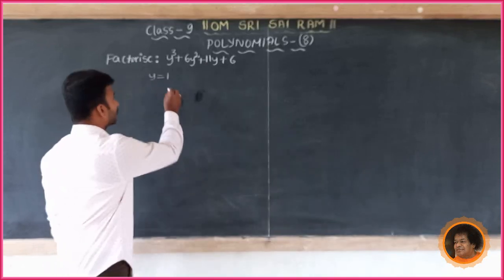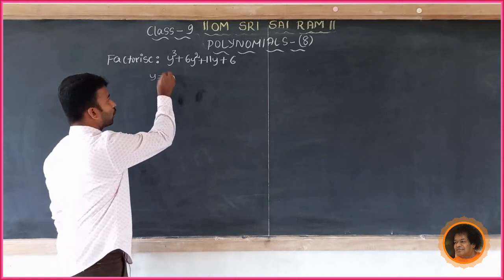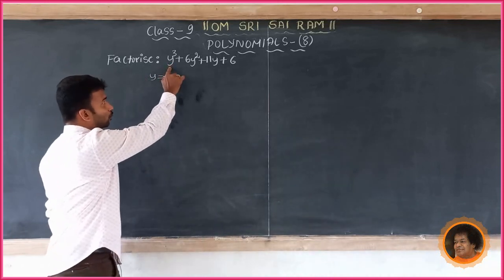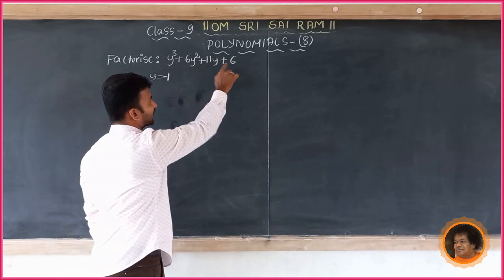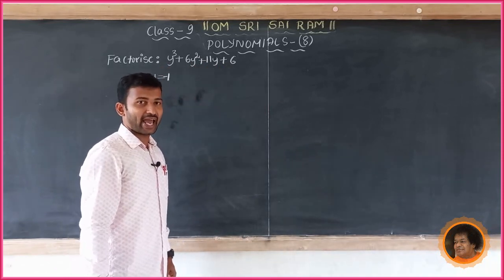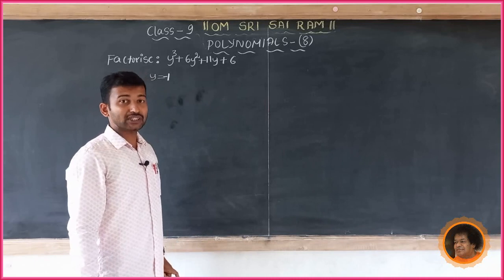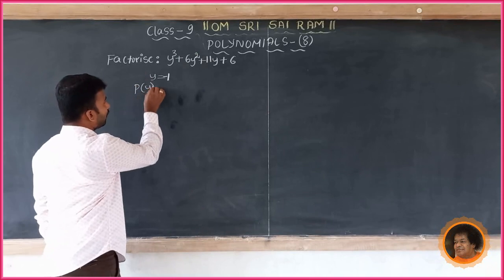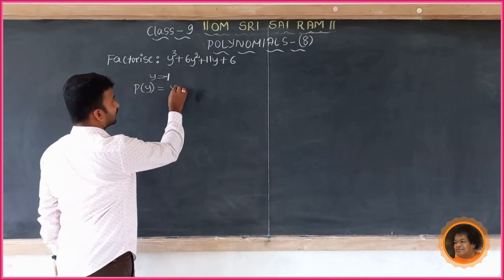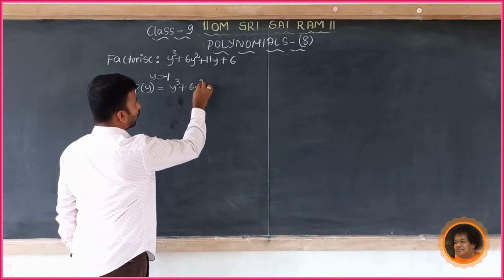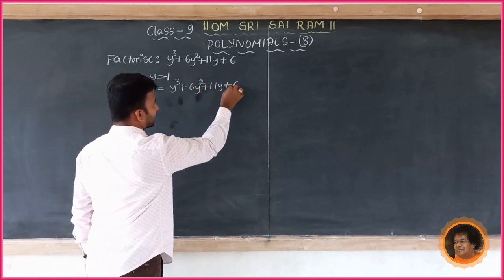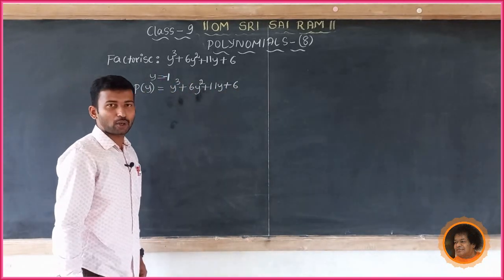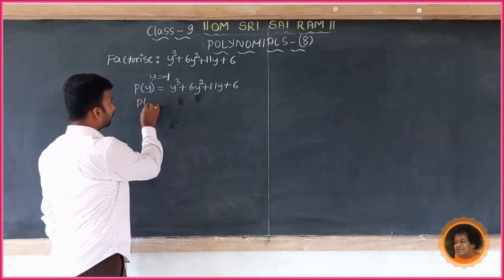Let us check for y is equal to minus 1. The polynomial y cube plus 6y square plus 11y plus 6 is denoted as p of y, because y is the variable in this polynomial. So, we can write p of y is equal to y cube plus 6y square plus 11y plus 6. Now, substitute y is equal to minus 1 in place of y, or we can say p of minus 1.